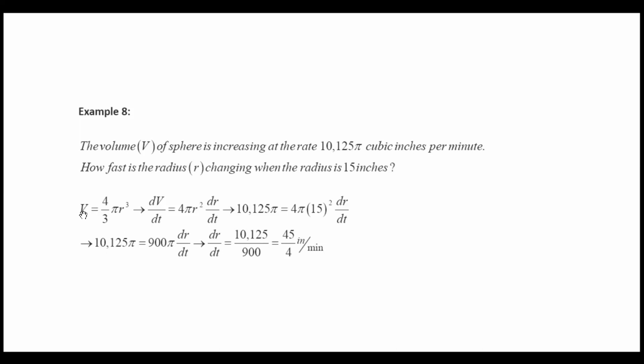The derivative of V is dV/dt. The derivative of this: you take the derivative, 4/3 pi, and you have a 3r squared, and you cancel, so you get 4 pi r squared dr/dt. Now you simply substitute in for your dV/dt as given, okay? And you substitute in for r the 15 that you're given. What is it you want? You want to find dr/dt, so you simply substitute in, you do the arithmetic, and you get this, which happens to reduce to 45/4 inches per minute.